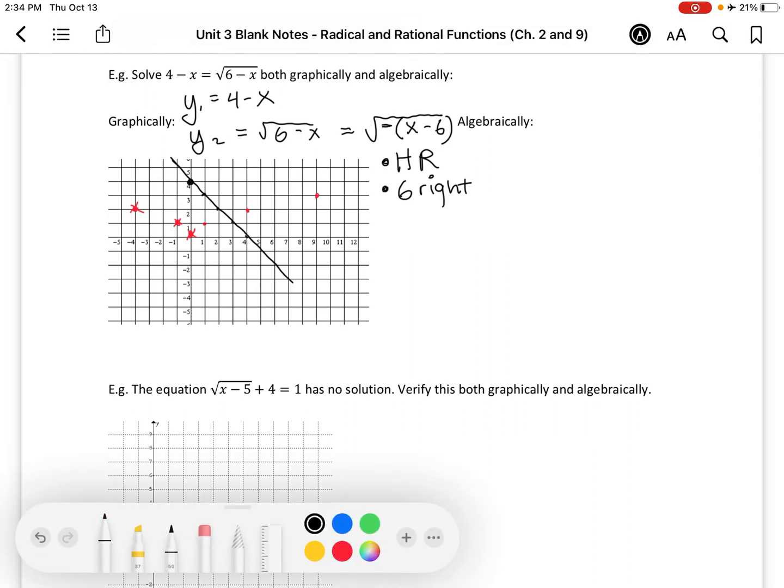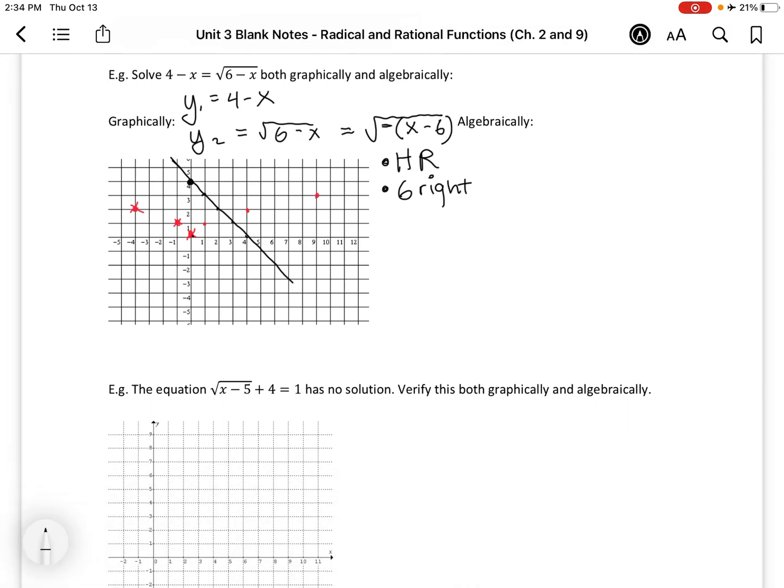Then I need to move all of those 6 right. So I'm going to take this guy and go 1, 2, 3, 4, 5, 6. And I'm going to take this guy and go 1, 2, 3, 4, 5, 6. And this guy, 1, 2, 3, 4, 5, 6. Okay, and there is my graph. I can see the intersection happens when x equals 2. So that is my solution.